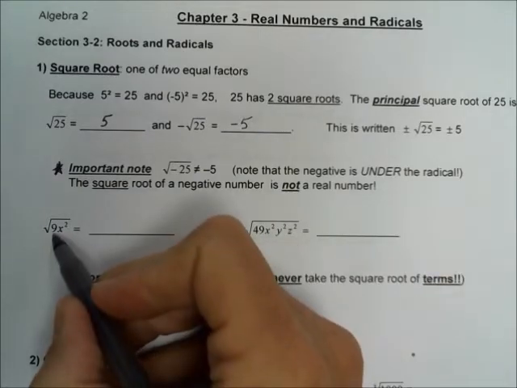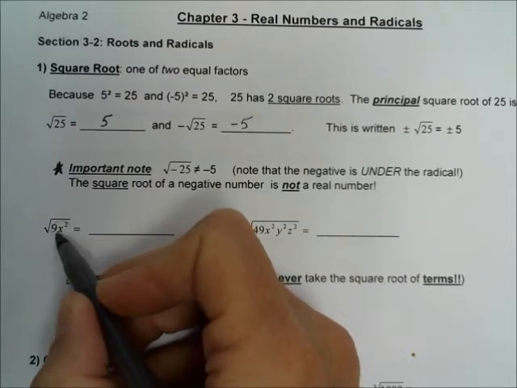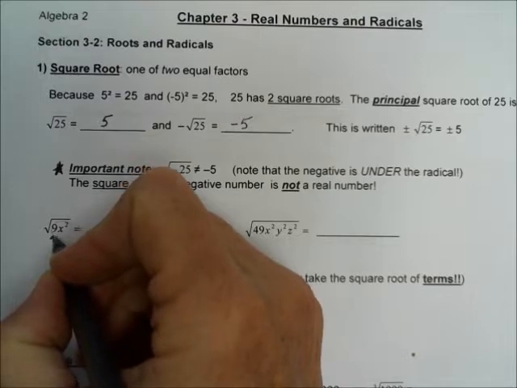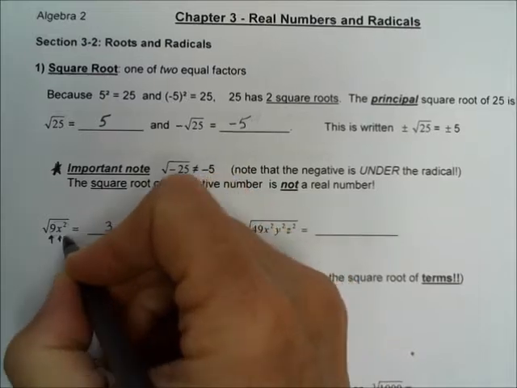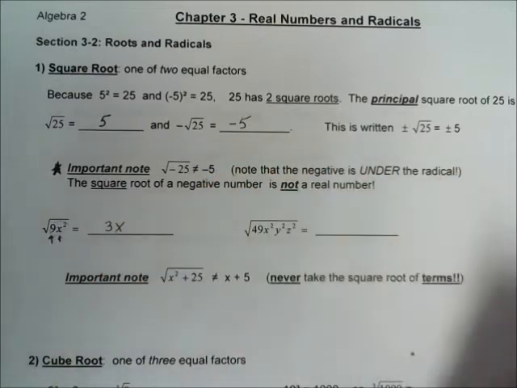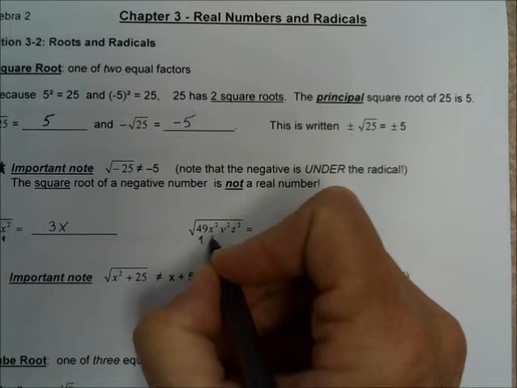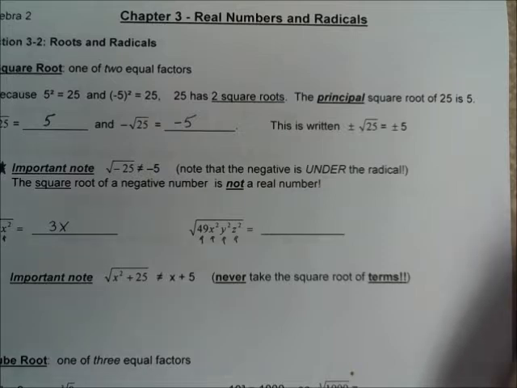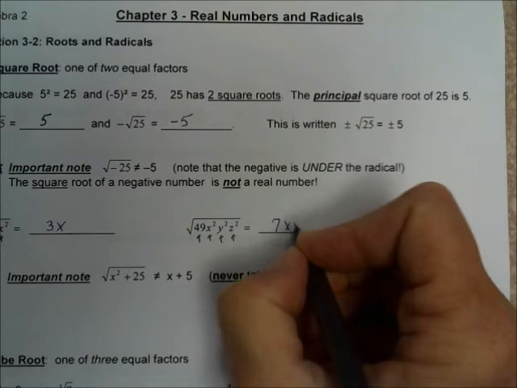If you want to take the square root of a monomial, look at this as a monomial, because if there's only one term, you can take the square root of each individual factor, just like you can cancel out each individual factor. You can take the square root of 9 and get 3, and you can take the square root of x squared. The square root of x squared is just x. And in this example, you have 4 factors. You have a 49 times x squared times y squared times z squared. So you have 4 different factors. You can take the square root of each individual factor and call that 7xyz.